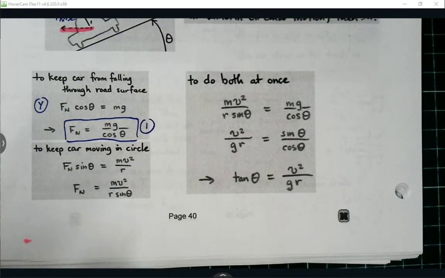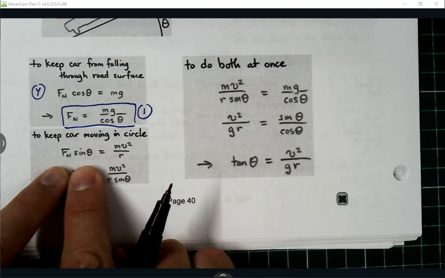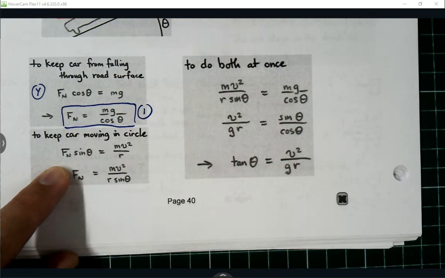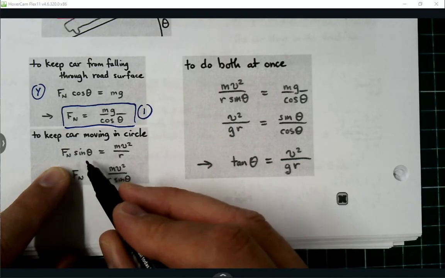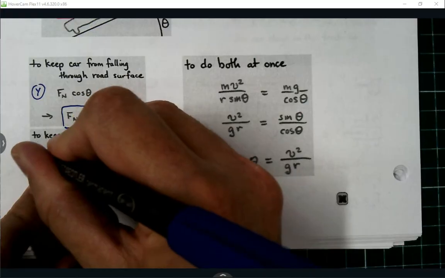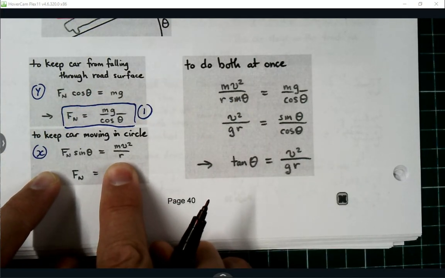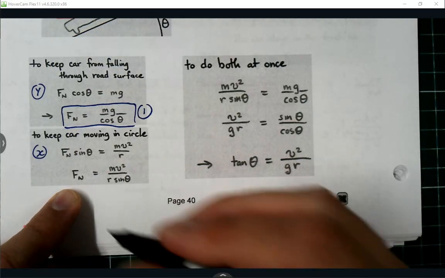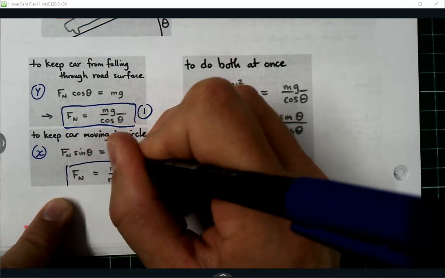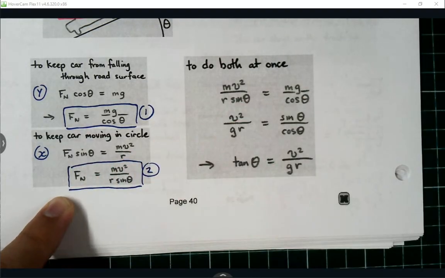Now in the absence of friction, if this was frictionless, notice I haven't brought up friction yet, right? In the absence of friction, the only force contributing to centripetal force would be the x component of the normal force. And so I could say, okay, well, F normal sine theta is equal to mv squared over r. That's the x component of the normal force contributing to the centripetal force. And again, if I isolate for the normal force, I end up getting F normal equals mv squared over r sine theta. I'm going to call that one my equation 2.